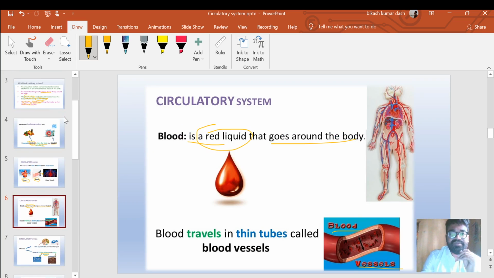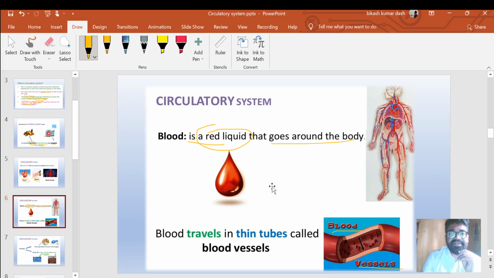Let's have a look at the blood. As we know, blood is a red liquid and it goes around the body in tube-like structures called blood vessels. The blood is considered to have four main components: plasma, WBC, RBC, and platelets.